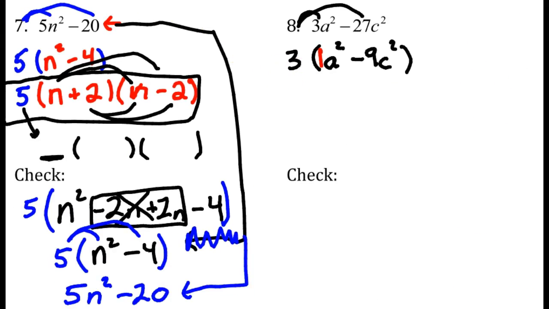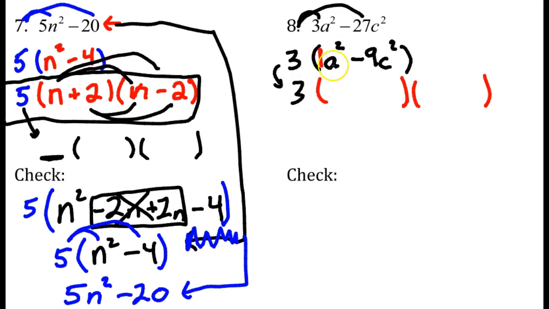But remember, throughout the whole rest of the problem, this 3 must remain in the very front. You cannot just drop it off. It has to stay there. Otherwise, when you do the check, it will not multiply back to what you started with.